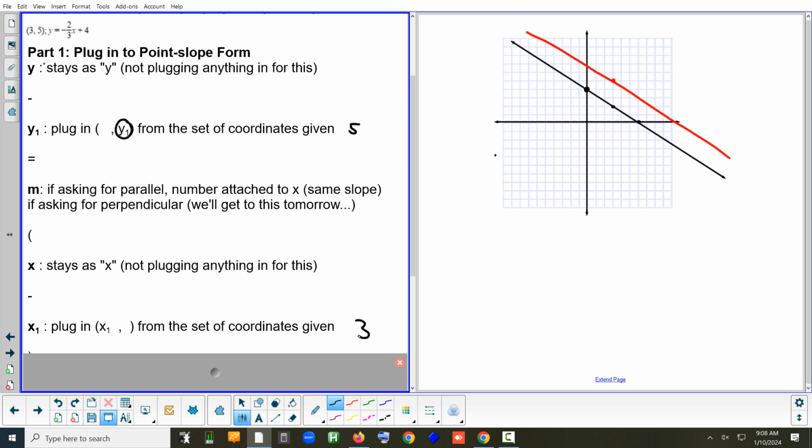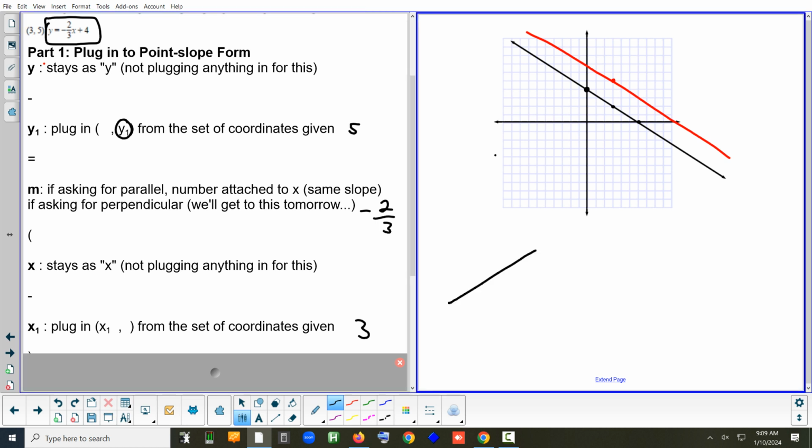And I didn't write down the M, but if you look at your equation, what number is the slope in that equation? -2/3. And since we want to be parallel to that, we need to use the same slope that they used. So we're going to also use -2/3. If we wanted to be perpendicular, we would not use -2/3. Perpendicular means the lines cross each other. If two lines cross each other, they can't be the same steepness. They have to be different. And I'll tell you how they're different tomorrow.